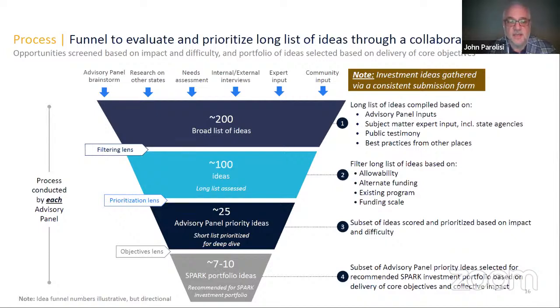But then at the end, going through and having what we call an objectives lens to understand from a portfolio standpoint what we want to put forward, identifying themes or enablers that may be missing. And then at the end, that's what would be going to the Spark team, the Spark committee. Next slide.